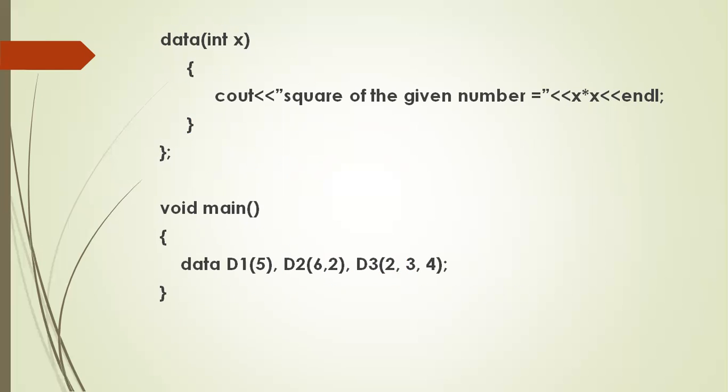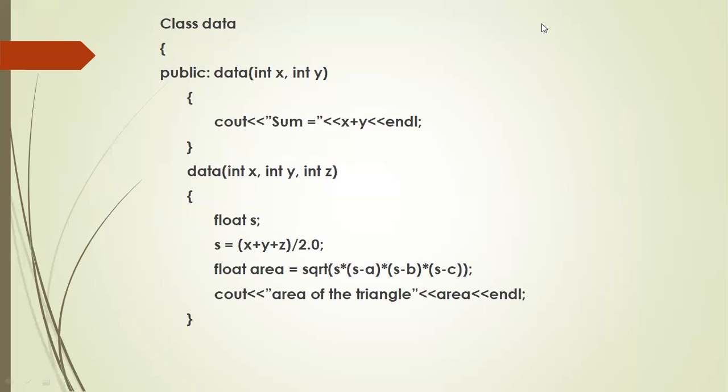For the third object d3, since you are passing three parameters 2, 3, 4, this constructor is executed. So in that case, x value will be 2, y value will be 3 and z value will be 4. So x plus y plus z, 2 plus 3 plus 4, 2 plus 3, 5 plus 4, 9 by 2, it becomes 4.5. Then calculate the area using the formula root of s into s minus a into s minus b into s minus c and display area of the triangle equal to area.